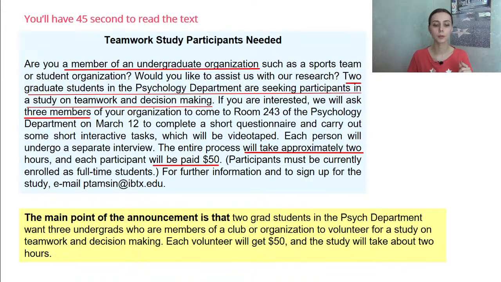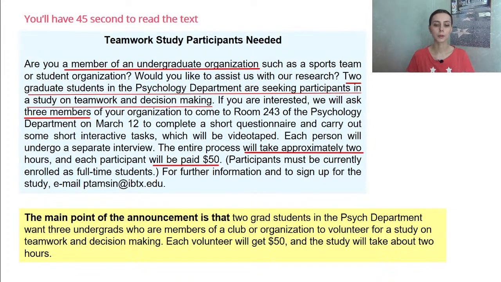So the main point of the announcement is that 2 grad students in the psych department want 3 undergrads who are members of a club or organization to volunteer for a study on teamwork and decision making. Each volunteer will get $50, and the study will take about 2 hours.